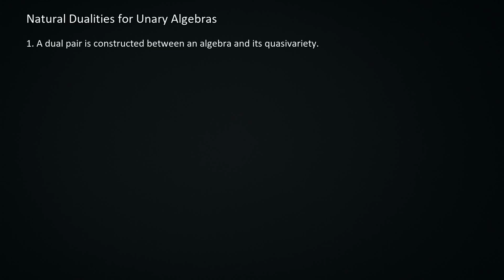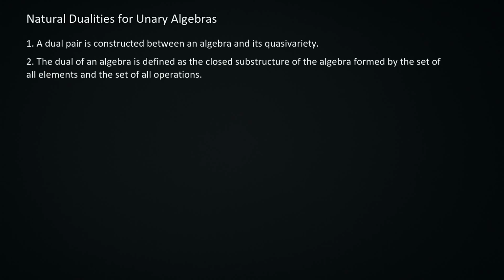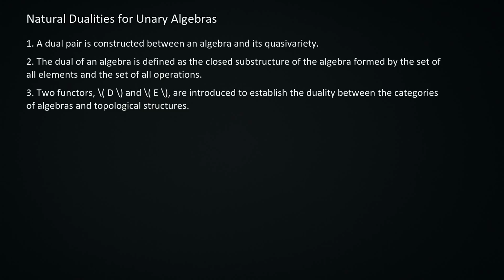The text presents a construction that yields a duality between an algebra and its quasivariety. For each algebra A in the category ISP(M), the topological quasivariety consisting of all isomorphic copies of topologically closed substructures of non-zero powers of M~, its dual, D(A), is defined as the closed substructure of M~^A, formed by the set of homomorphisms. Similarly, for each structure X in IScP(M~), the category of topological structures, its dual, E(X), is defined as the subalgebra of M^X, formed by the set of morphisms.